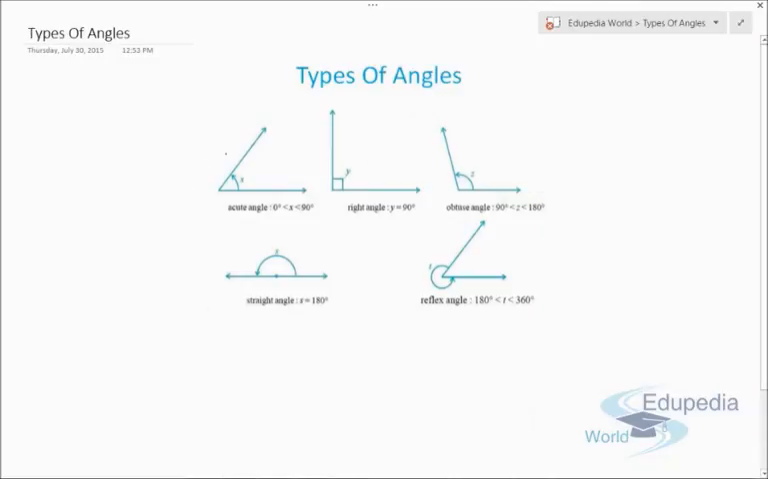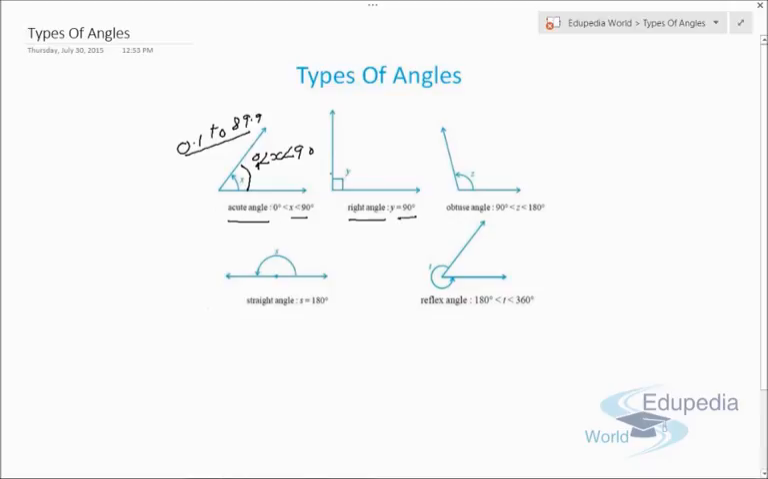So let's move on to the further concept, which is types of angles. We have different types of angles, as you have done in the previous classes also. An acute angle is an angle which is less than 90 degrees. It can be any angle greater than 0 but less than 90, like between 0.1 and 89.9. So these are acute angles.